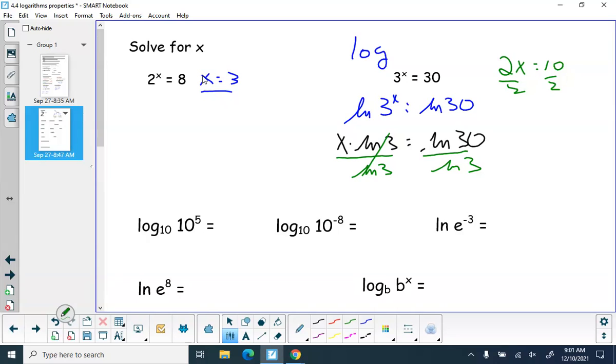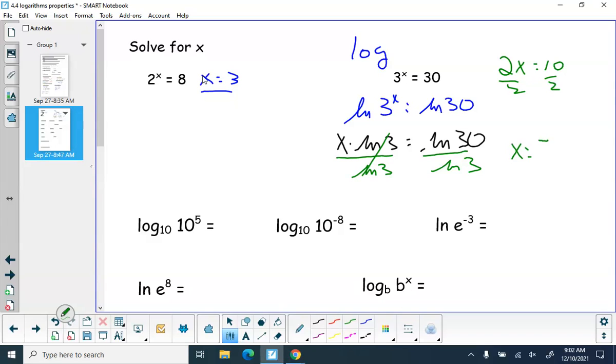Take it to 3 decimal places. This is not the same as the ln of 10. I cannot combine the 3 and the 30 together or cancel 3 and 30. I have to take the ln of 30 and divide by the ln of 3. Kia, what's x equal? The ln of 30 divided by the ln of 3.